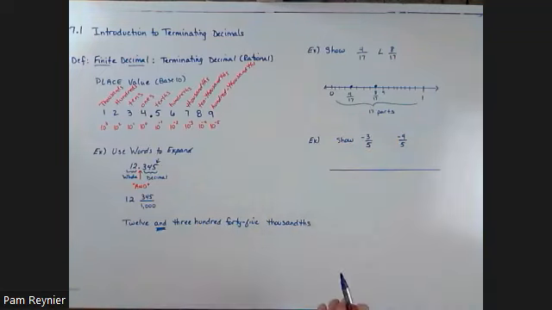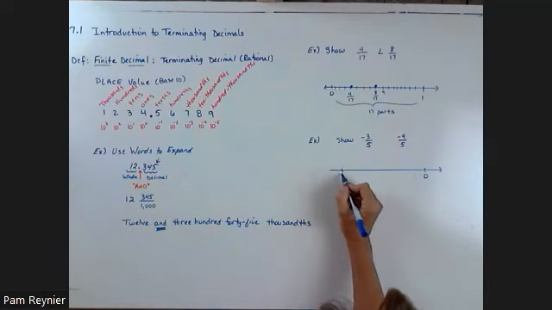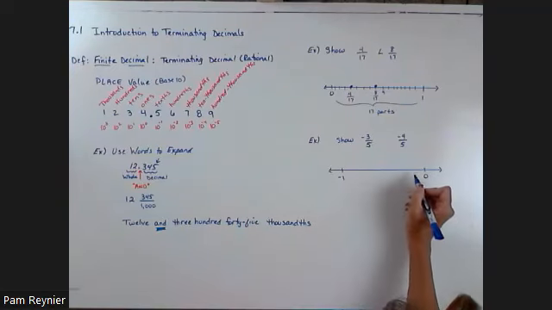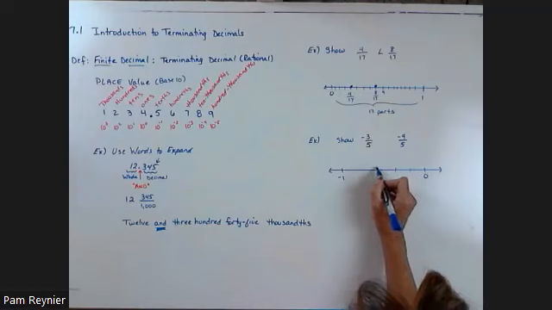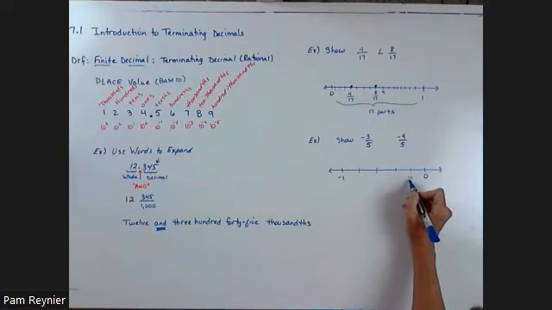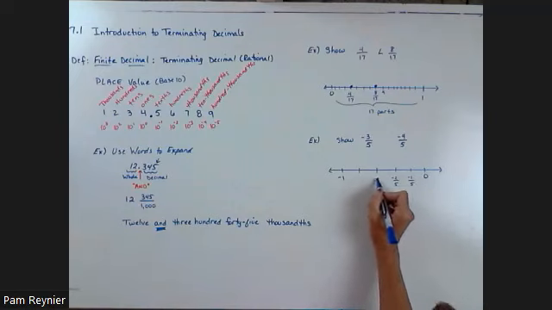Well, this time they're on the negative side. So here's 0. Here's negative 1. They're divided into 5 equal parts. 1, 2, 3, 4, 5. So I have negative 1 out of 5, negative 2 out of 5 pieces.